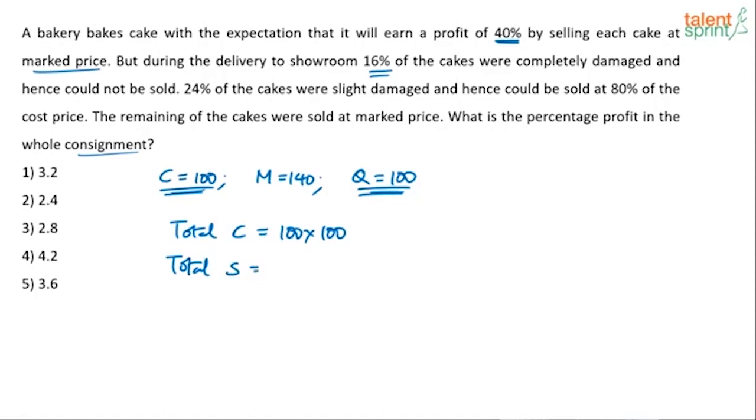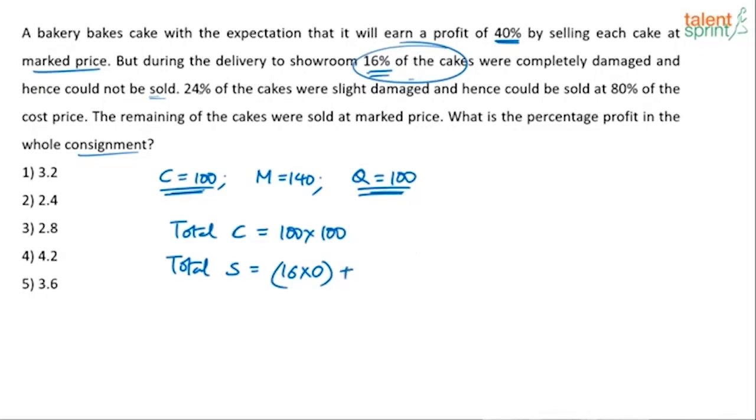Let's find that out. What happened? 16% of the cakes were completely damaged. How many cakes were there? 100 cakes. 16% of 100 is 16. 16 cakes were completely damaged and hence could not be sold. Could not be sold means what did the bakery get out of it? 0 rupees. They made 0 rupees on these 16 cakes. I mean they could not sell them at all.